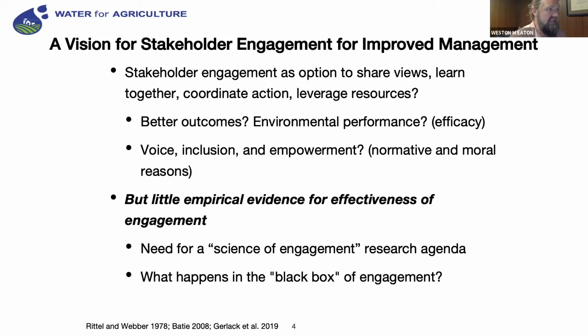What Water for Ag is putting forward, though, is that there's actually little empirical evidence on the effectiveness of engagement. That needs to be documented and cataloged and made sense of. So the way our project talks about it is we need a better science of engagement, a research agenda around that. Ultimately, what happens in that black box when you bring different people together, how do those good outcomes come? And if they do, what are they?